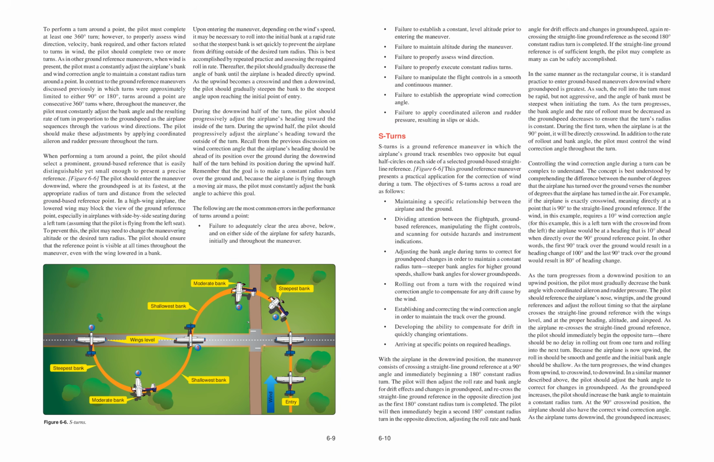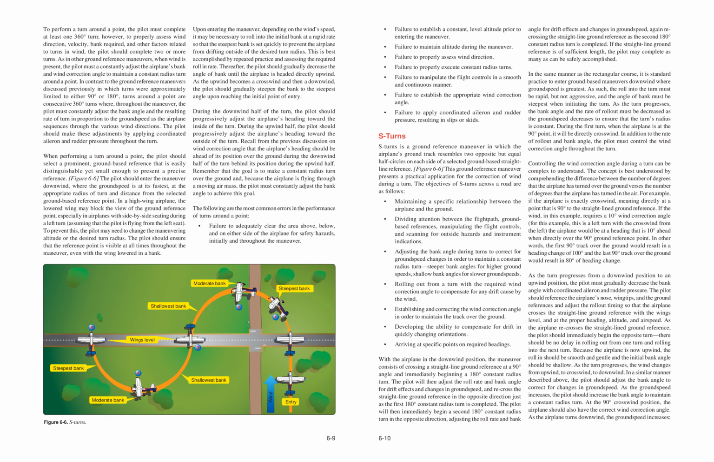As the airplane recrosses the straight line ground reference, the pilot should immediately begin the opposite turn. There should be no delay in rolling out from one turn and rolling into the next turn. Because the airplane is now upwind, the roll-in should be smooth and gentle and the initial bank angle should be shallow. As the turn progresses, the wind changes from upwind, to crosswind, to downwind.